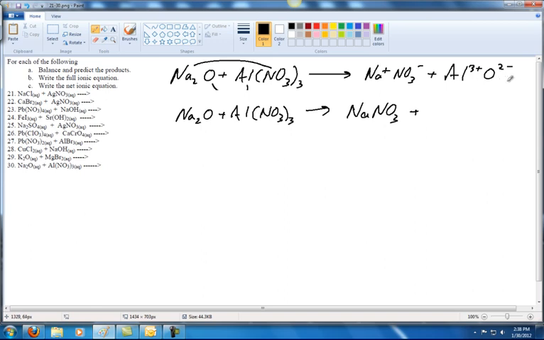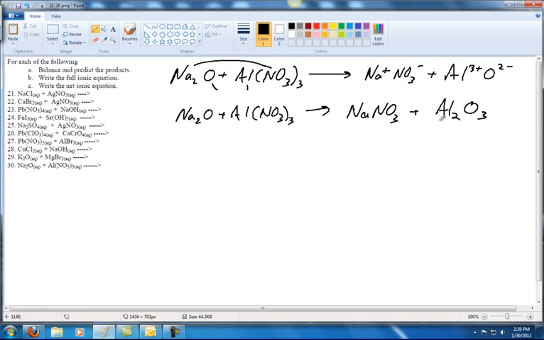O2 minus. Now what I need to do is balance those charges out, and it's hard to balance 3 plus and 2 minus. So what I can do is I can say, well, 3 times 2 is 6. So if I make that a total of 6 plus and 6 minus, that could balance out. And for that I'm going to need 2 aluminums and then 3 oxygens. That's how that will balance.